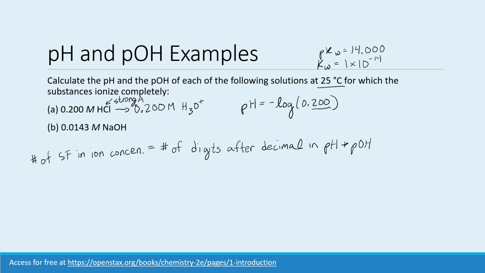So here we've got, say, 3 significant figures. That tells us the number of decimal places, or the number of digits after the decimal, that we need to report our pH and our pOH values. So if we have 3 sig figs in our number, then when we put this into the calculator, we get that pH will be equal to 0.699, and that is 3 places after the decimal.